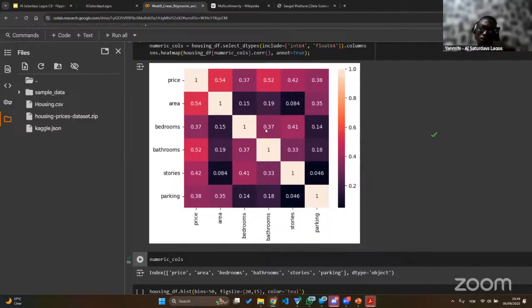We might decide to remove it or not. But once it is above, once it's already tending towards 0.9, that is telling us that the correlation between bedroom and bathroom is very high. That's what we call multicollinearity, which means the relationship those two features have is very similar and somewhat repeated. So we might look at both of them and decide to pick one.